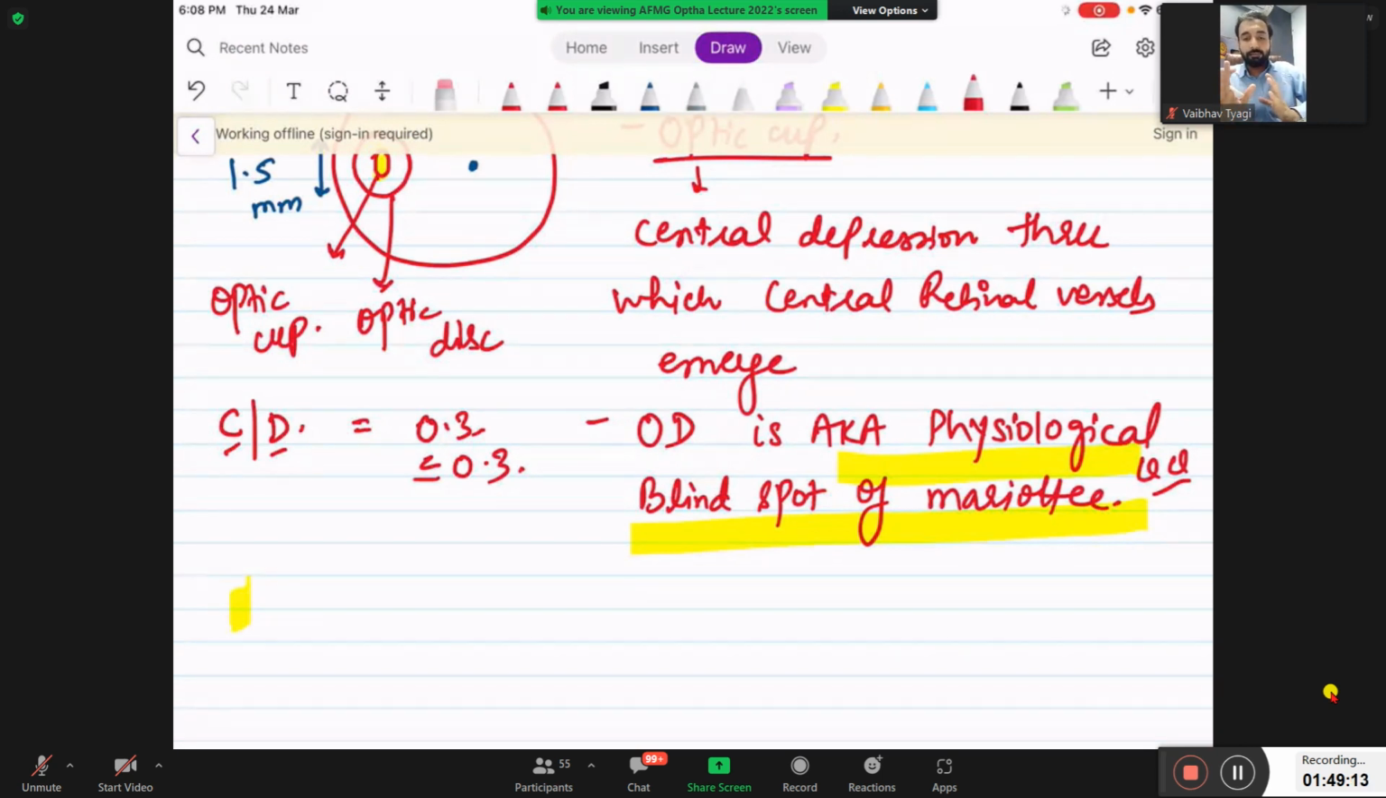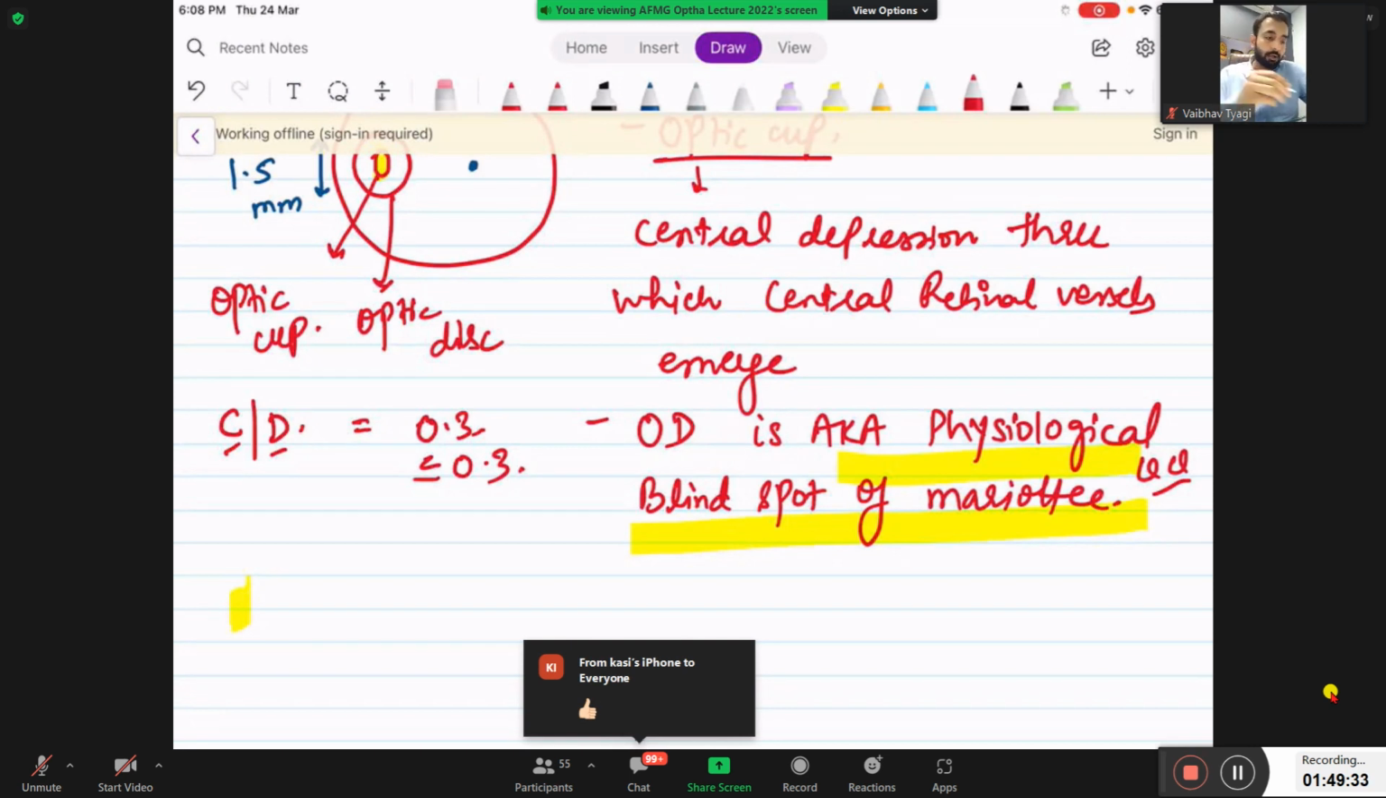So that is a physiological process. It is normal. Understood? Yes or no? Give me a thumbs up if it is clear. Concept of blind spot: the normal physiological blind spot in the eye is the optic disc. It does not contain any photoreceptors. That is why there is no image formation at the optic disc and you get a blind spot.